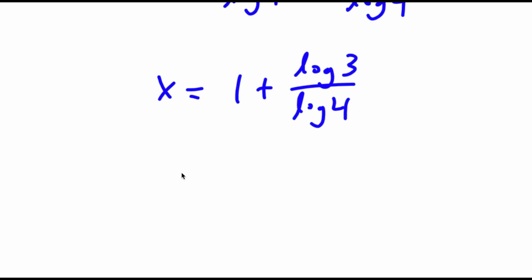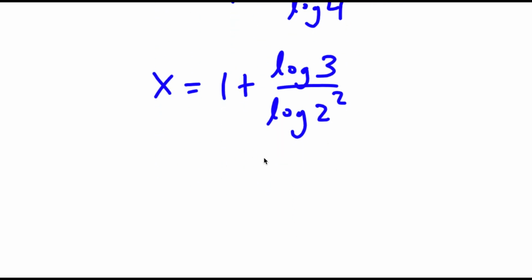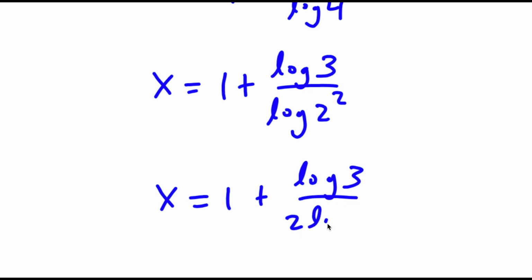Now log 4, that's equal to log 2 squared, so I have x is equal to 1 plus log 3 over log 2 squared. And log 2 squared, that's the same thing as 2 times log 2.